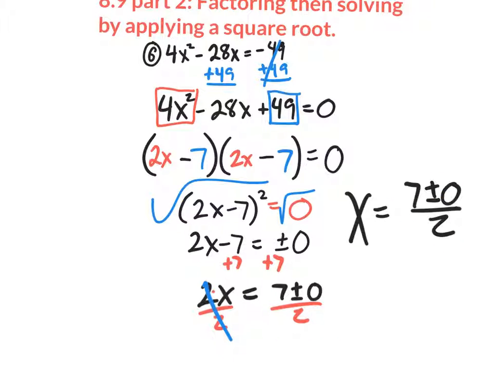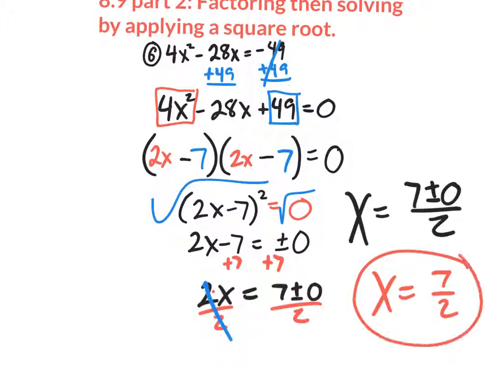So what's your final answer here? What's 7 plus 0? 7. What's 7 divided by 2? Exactly that. 7 divided by 2. And there is no plus or minus in front of your answer. The plus or minus was in front of the answer of the square root of 0. So when you add or subtract 0, you still get 7. That's why it's just one answer, 7 over 2.